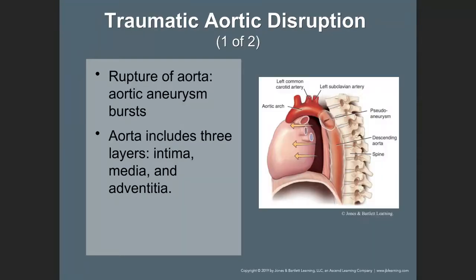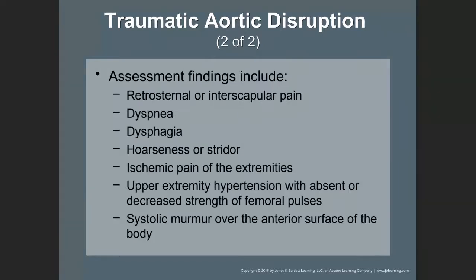Traumatic aortic disruption. This is rupture of the aorta, or aortic aneurysm burst. The aorta includes three layers, the intima, media, and adventitia. Assessment findings would include retrosternal or interscapular pain, dyspnea, dysphagia, hoarseness or stridor, ischemic pain of the extremities, upper extremity hypertension with absent or decreased strength of femoral pulses, and systolic murmur over the anterior surface of the body.